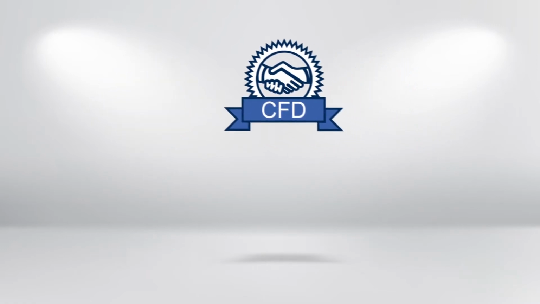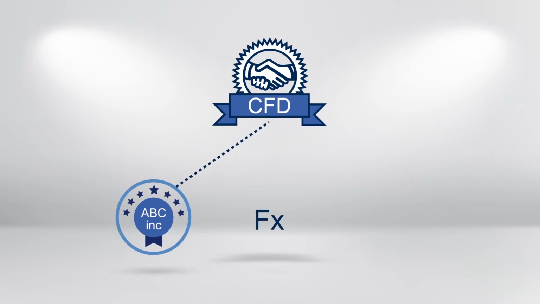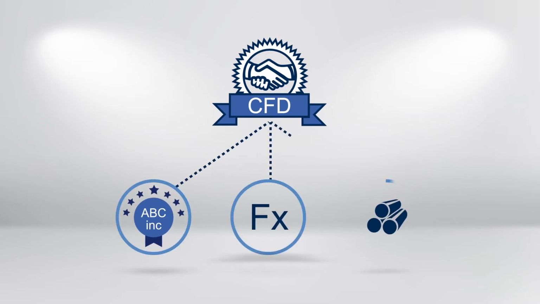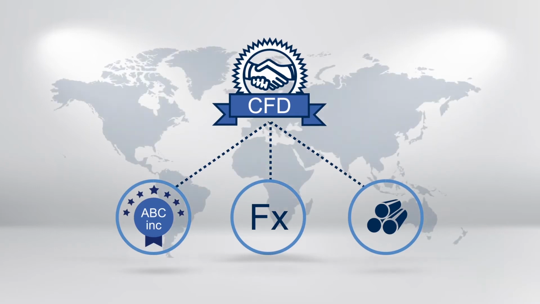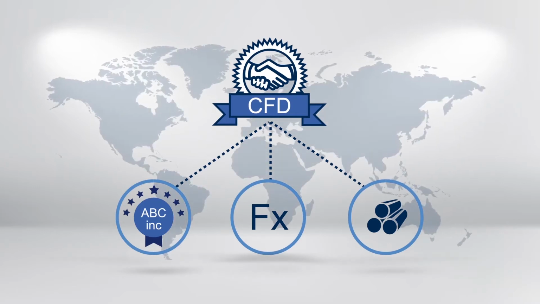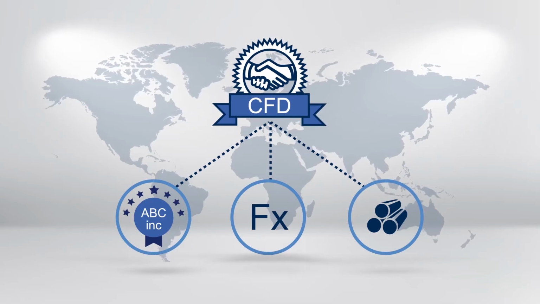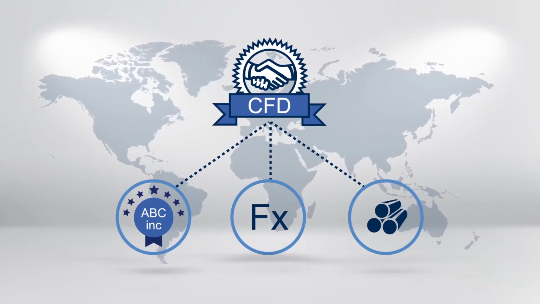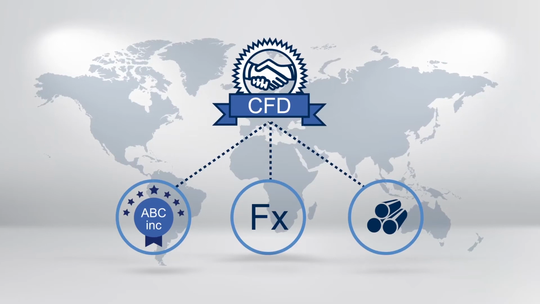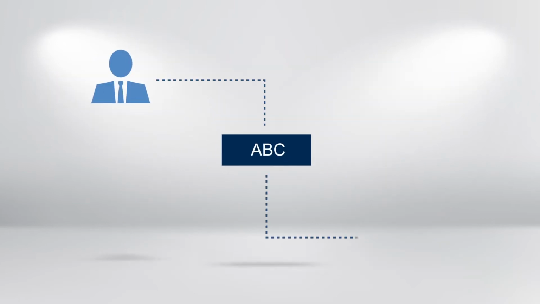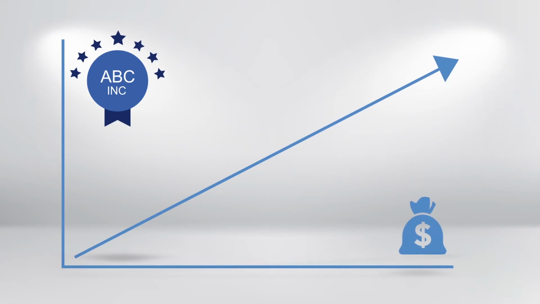Therefore, CFDs can be used to deal on stocks, foreign exchange, commodities, and so on. And therefore, more international markets open up to you as an investor, allowing for portfolio diversification, all from one CFD account. You want to invest in company ABC. It's trading at $10 per share.